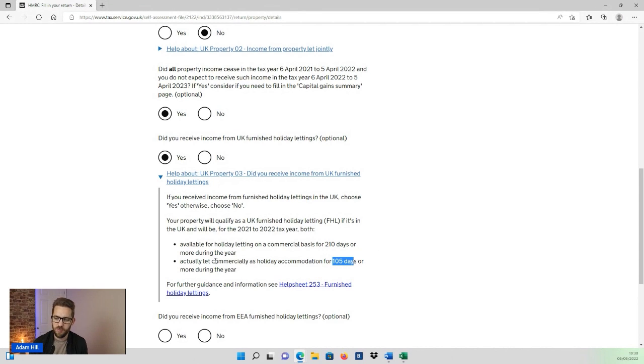And just be aware of this word here, commercially. So if maybe you've done 100 days commercially to multiple different tenants throughout the year, and then you decided to rent it for a week to some family members and you gave them a big discount, or maybe you let them stay there for free, that wouldn't count as a commercial week. It needs to be done on sort of an arm's length basis to qualify as a commercial let. So you would have to deduct personal use and any situations where you've really allowed friends and family to use it at a hugely discounted rate that wouldn't be considered commercial.